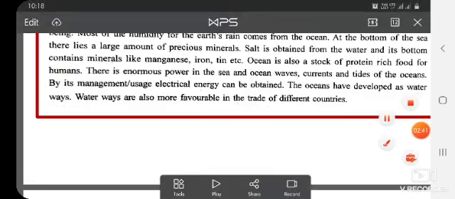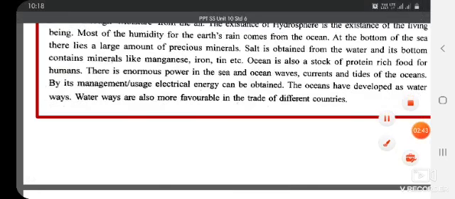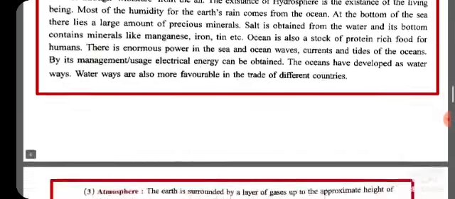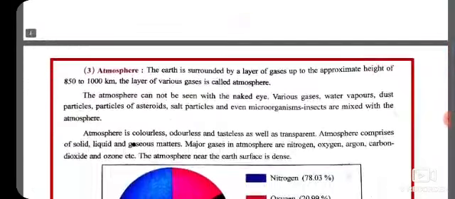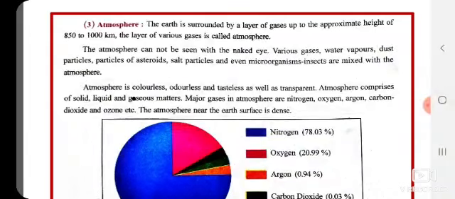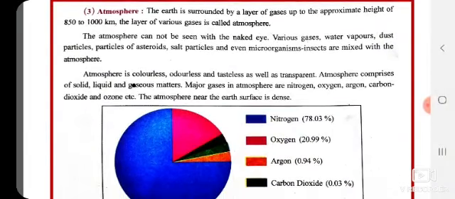So I hope you have understood about the hydrosphere over here. We have seen lithosphere and we have seen hydrosphere. Now let us move towards the next part, that is atmosphere. Now what is atmosphere? Atmosphere means the surrounding we are having.